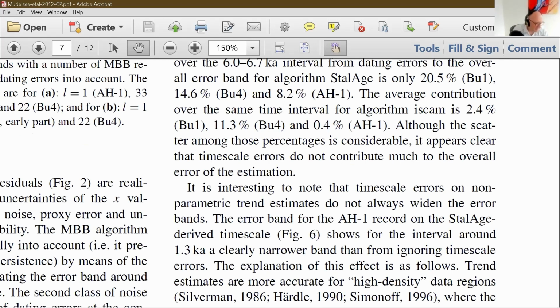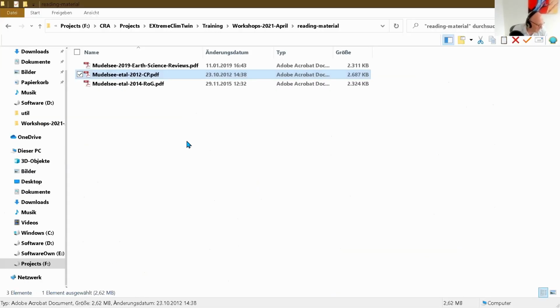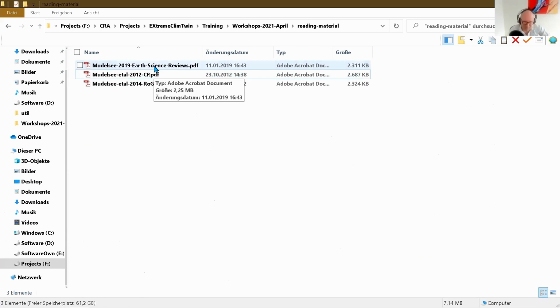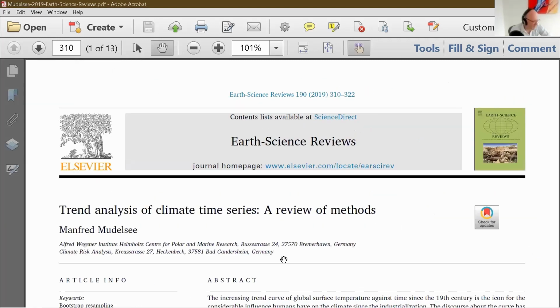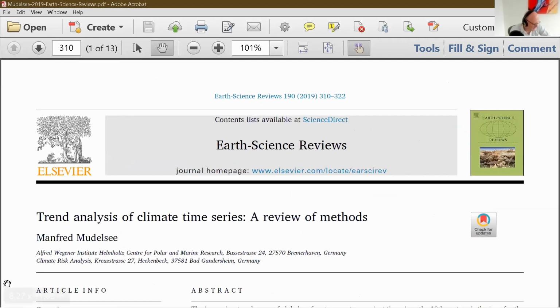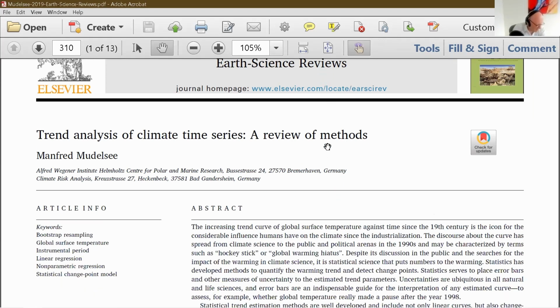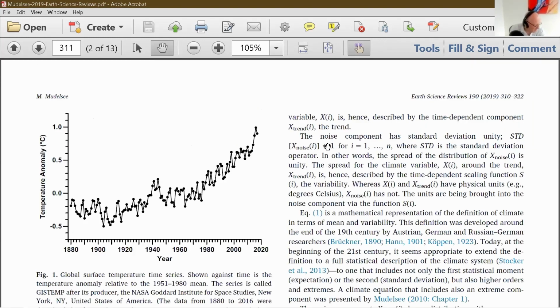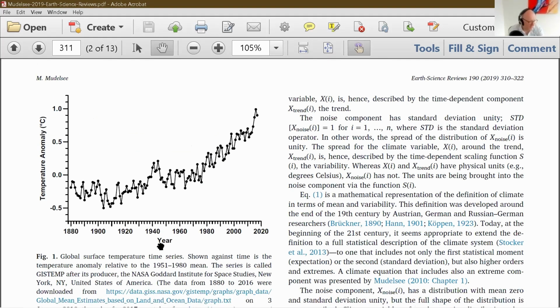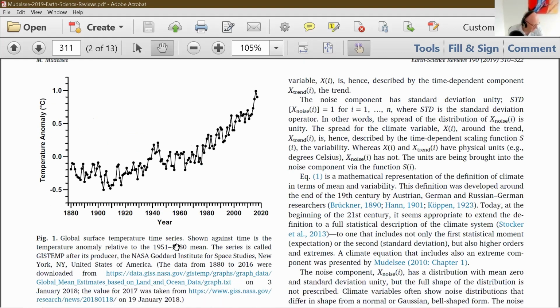Okay, then let me show you finally the third paper. This is the most recent one. It's a review paper, Earth Science Reviews. This is maybe more interesting for you because it's more recent. And also the interval is more on the past 120 years or so. So we use this GISTEMP series. Some of you certainly have come across this series, done by the people from NASA.